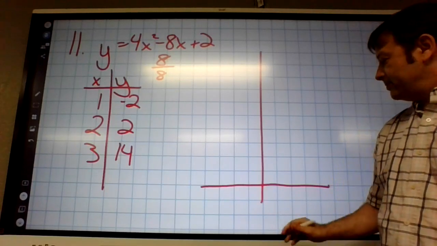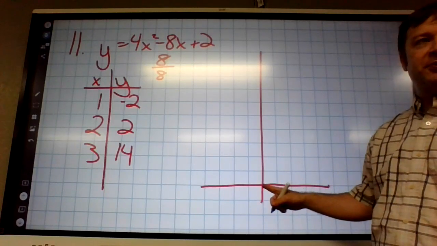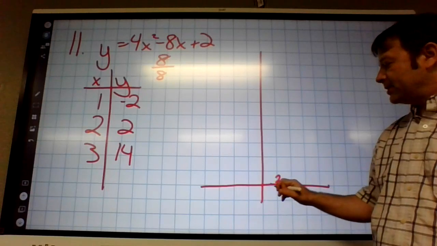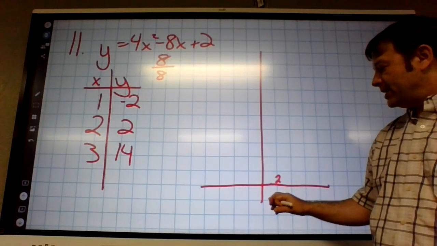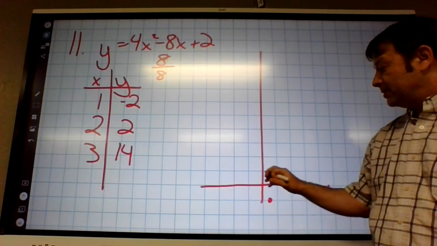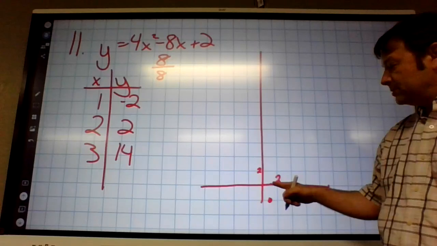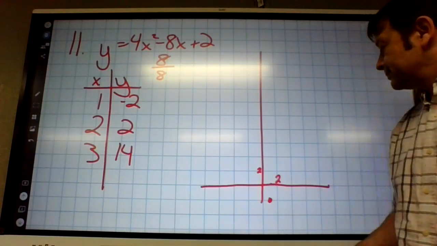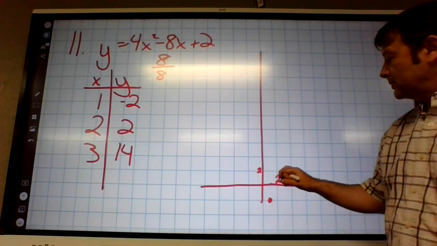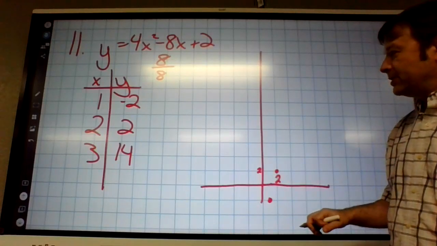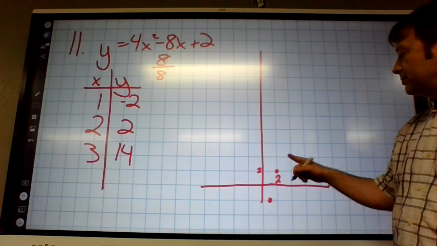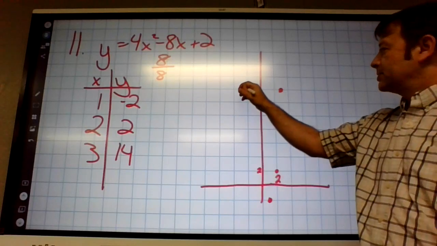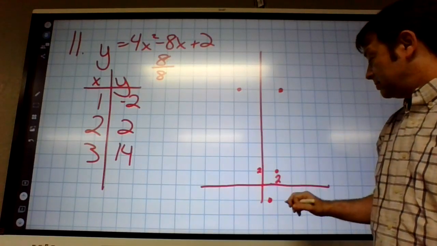Okay, so if we're counting by 2s, you have to go half a step to go to 1. That's 2 right there, so 1's right there. So 1, negative 2 would be right there. If you're counting by 2s, 1 is only half a step. 2, 2 is right there. 14 is up here.